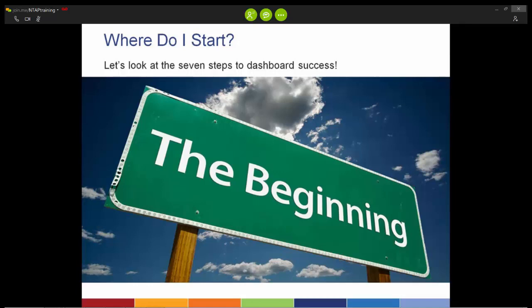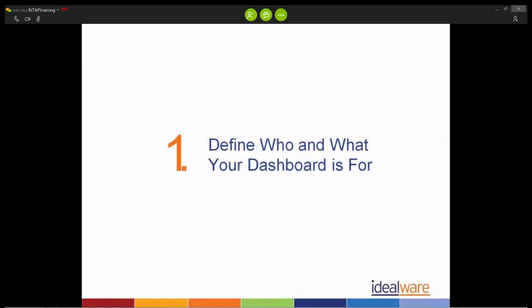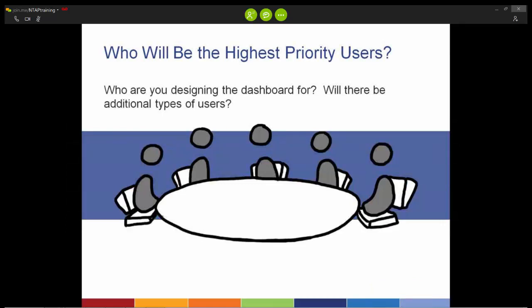All right. So let's think through those seven steps that we talked about, starting with defining who and what your dashboard is for. Given the whole variety of things you might use a dashboard for, you could have as the core users anything from the general public to board members to individual advocates to managers, so it could be across the board.